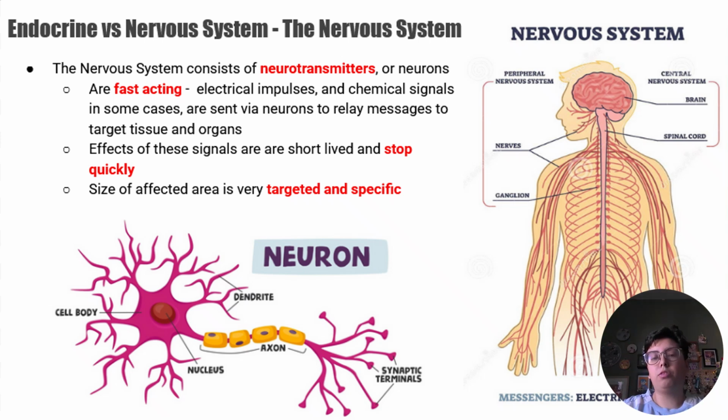Okay, now based off my past experience as a student, you may see some questions asking you about the nervous system and the endocrine system. So it's important that you understand the differences between the two systems and the similarities. The nervous system is going to consist of neurotransmitters or neurons. These neurons are fast-acting electrical impulses and chemical signals in some cases are sent via neurons to relay messages to target tissue and organs. Effects of these signals are short-lived and stop quickly. The size of the affected area is also very targeted and specific.